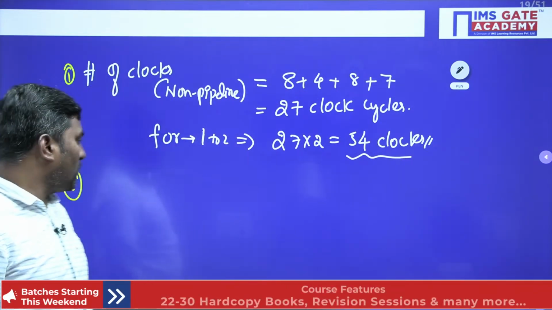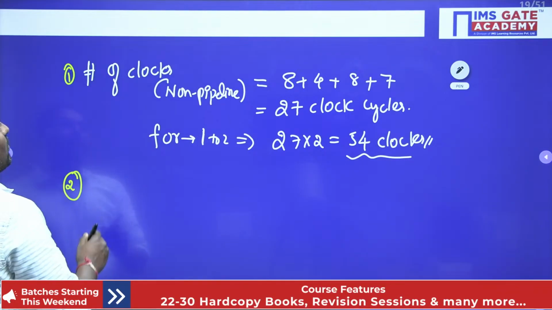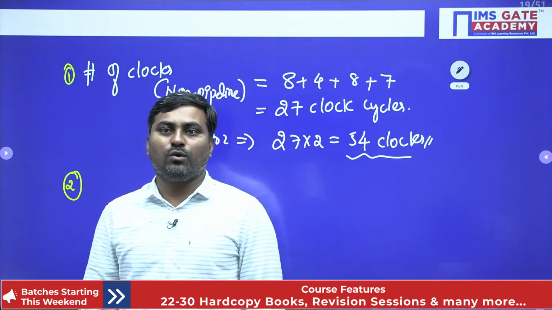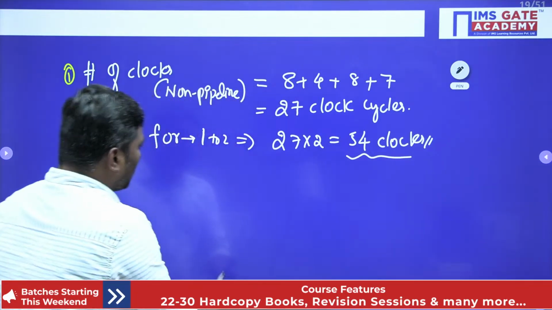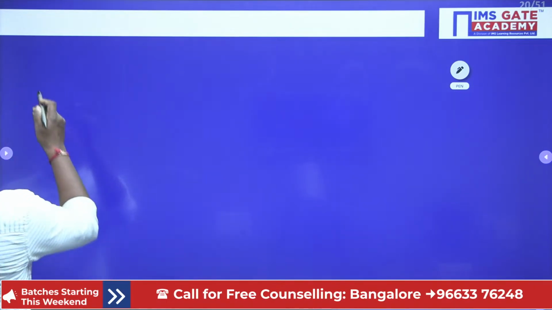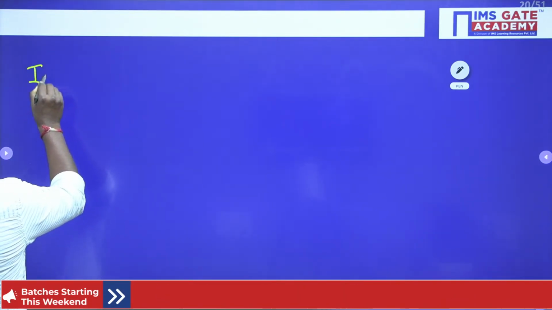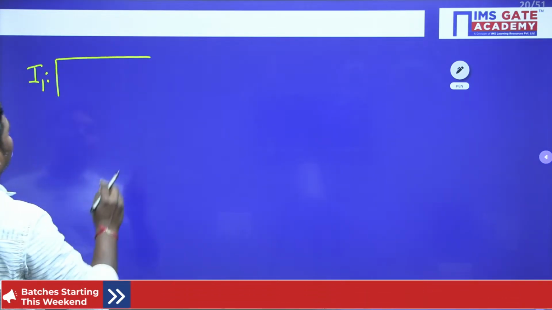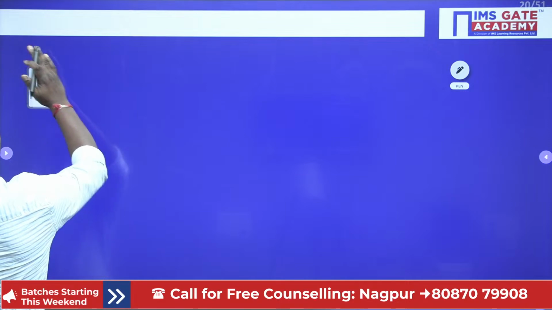54 clock cycles required. But if I go with a pipeline, can you tell me how many clock cycles are required? So we need to draw the timing diagram. Yes or no? Look at this now, all of you. Instruction 1. Observe clearly.